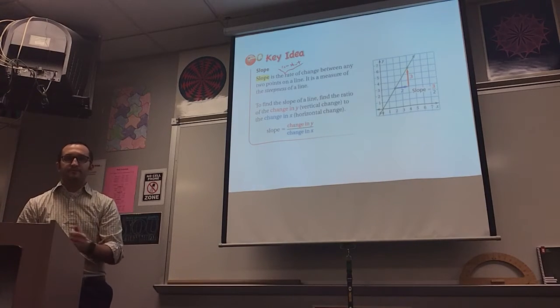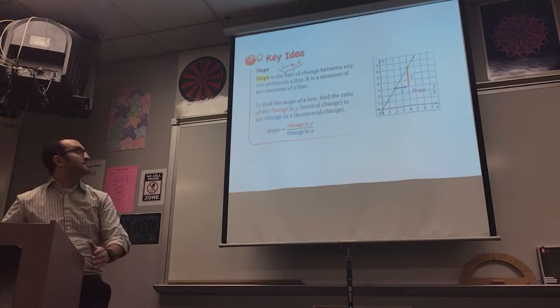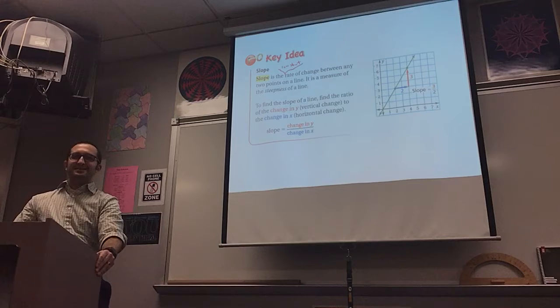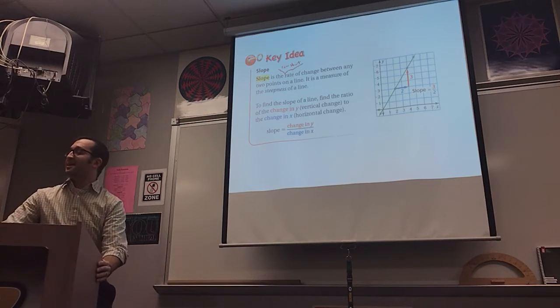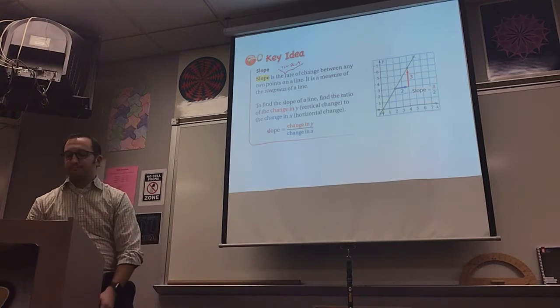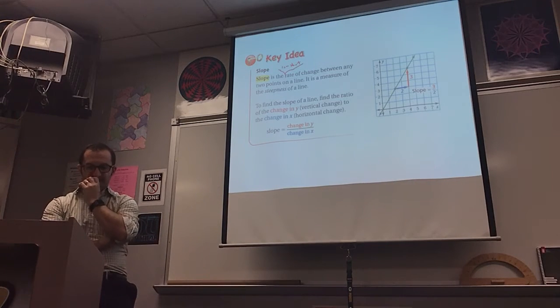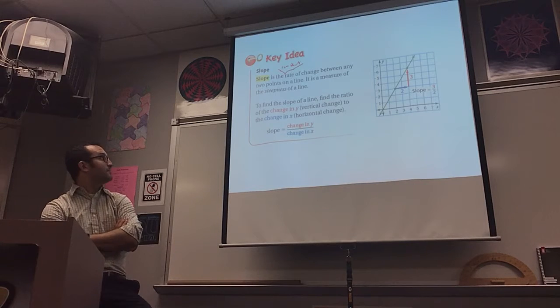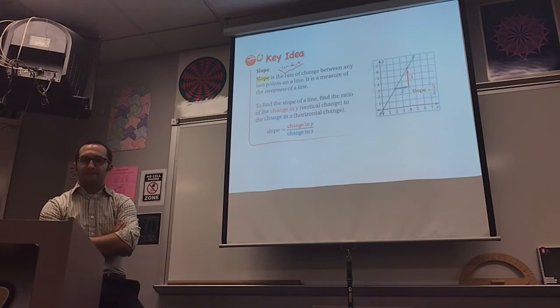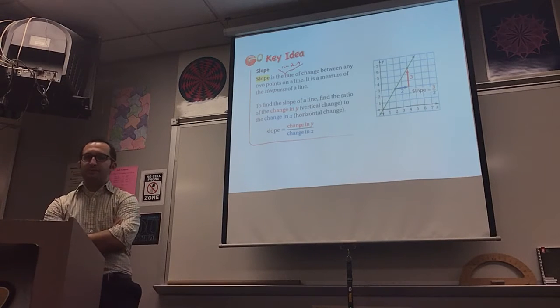Luke? Slope is the rate of change. Oh, I threw something else in there. It's hard to read that word. That word says constant. Yep. Slope is the constant rate of change between any 2 points on a line. That's good. Keep going. It is a measure of the steepness of a line. Good. Keep on reading.